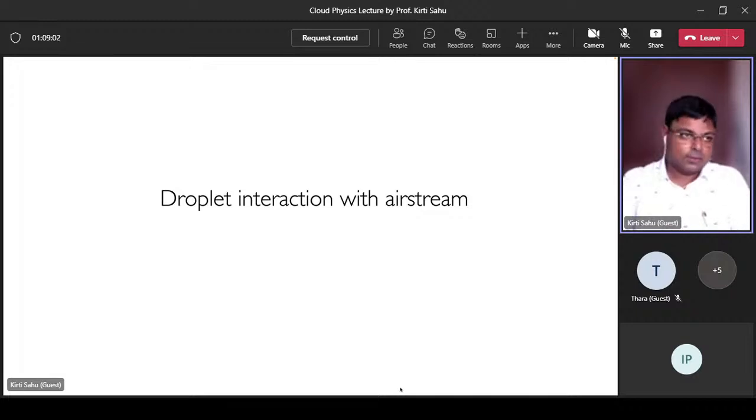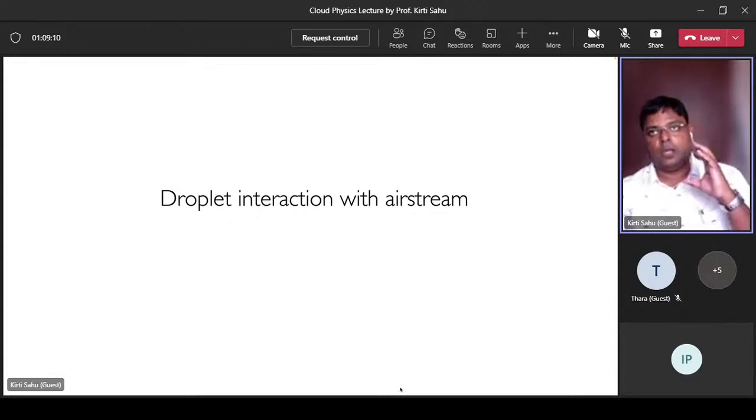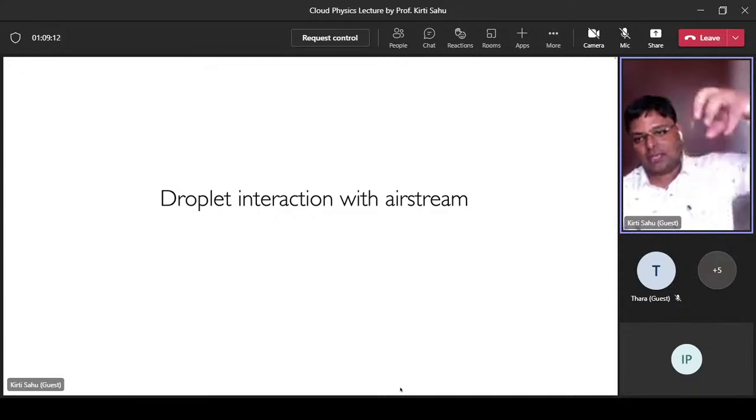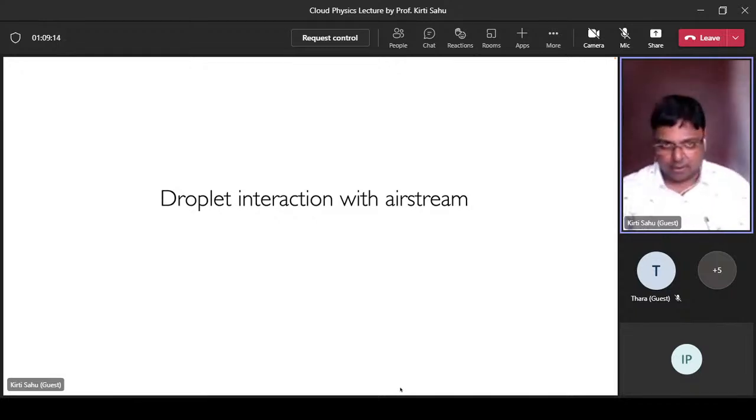So what we have discussed so far is the dynamics of a droplet as it is freely falling in air. Now we'll discuss what happens when the droplet interacts with an airstream.